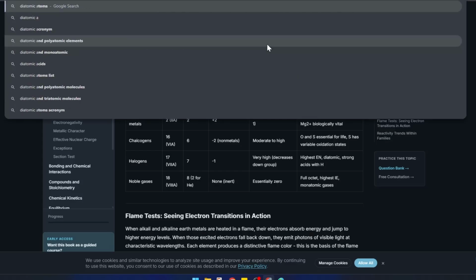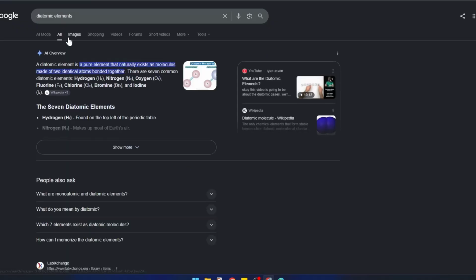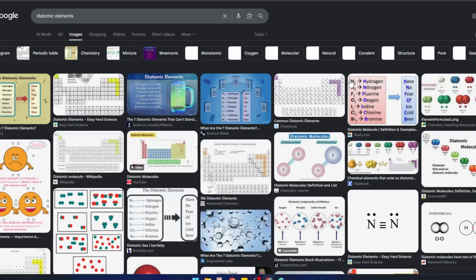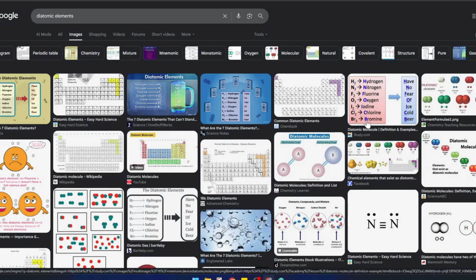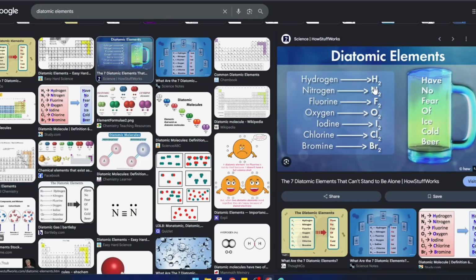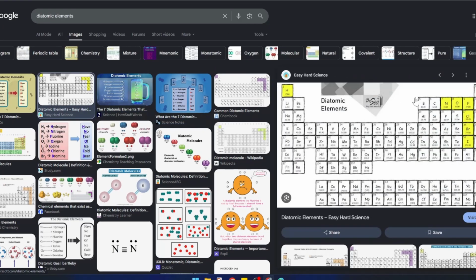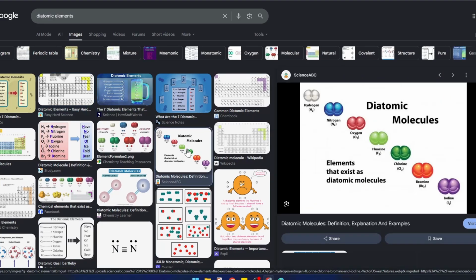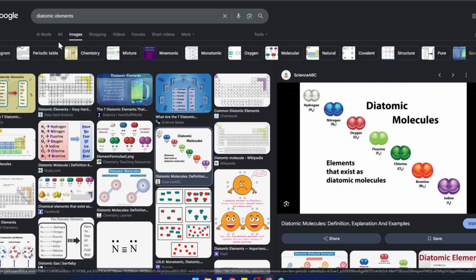So I did want to go over diatomic elements just because I didn't see it in the review sheets, which is not good. So diatomic elements are, like I said, have no fear of ice-cold beer. That stands for hydrogen, nitrogen, fluorine, oxygen, iodine, chlorine, bromine. And they look very simple on the periodic table, so the ones in yellow are your diatomic molecules. So these elements can exist as diatomic molecules.